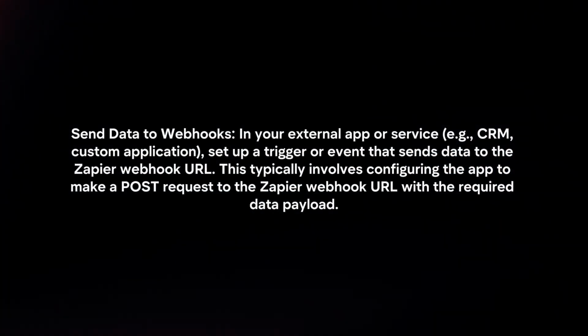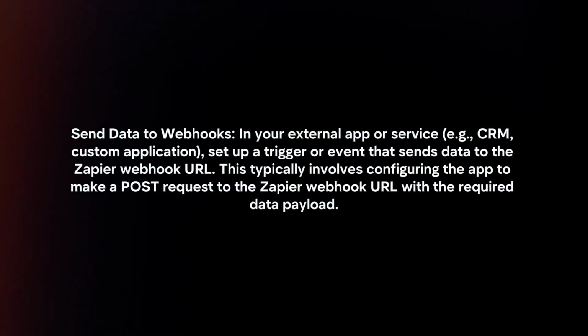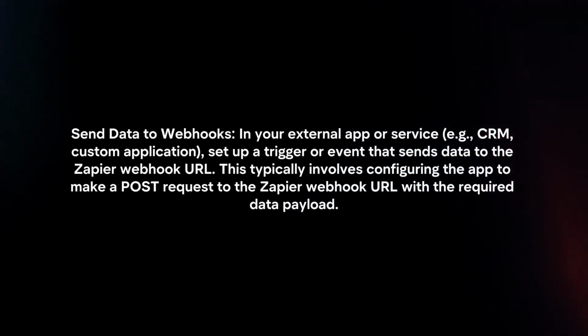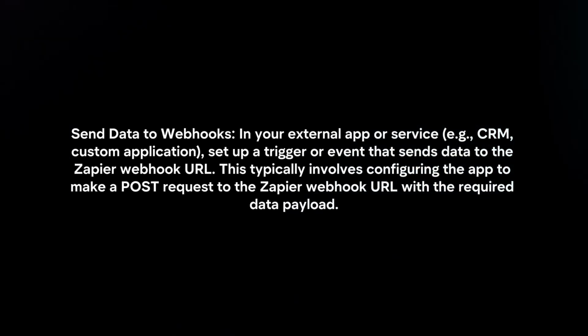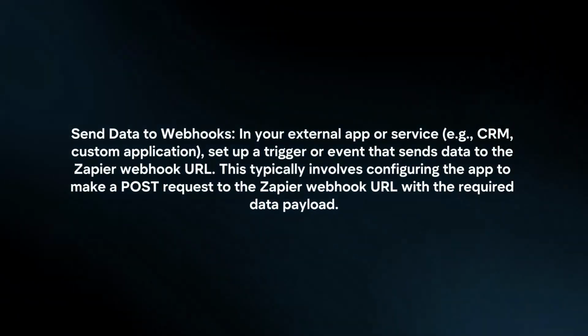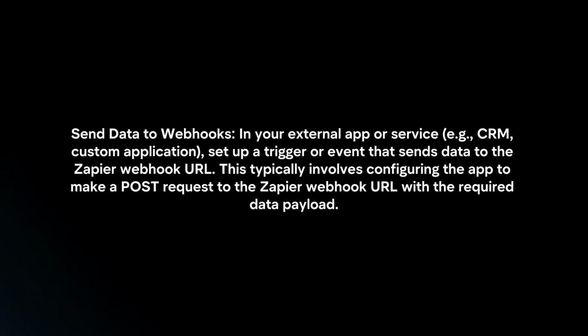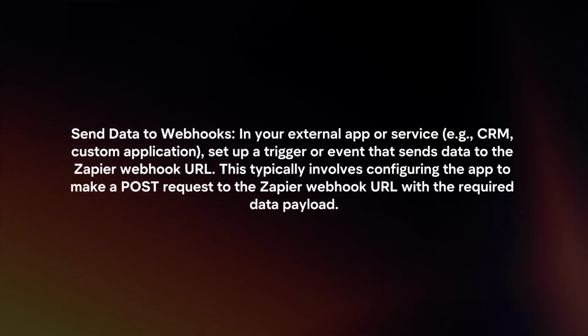Send data to webhooks. In your external app or service, set up a trigger or event that sends data to the Zapier webhook URL. This typically involves configuring the app to make a POST request to the Zapier webhook URL with the required data payload.